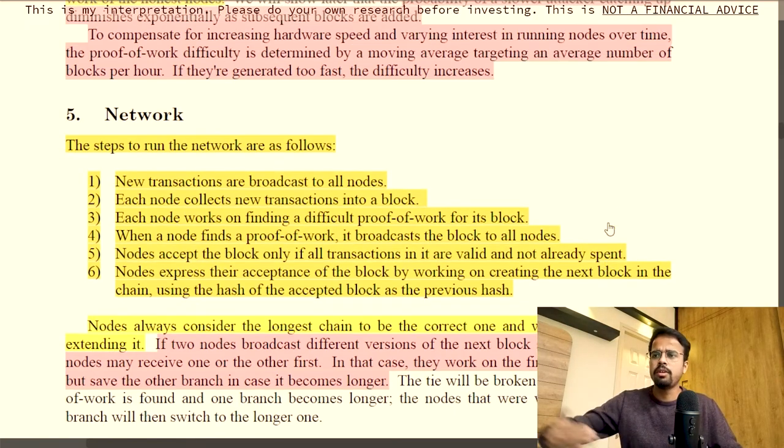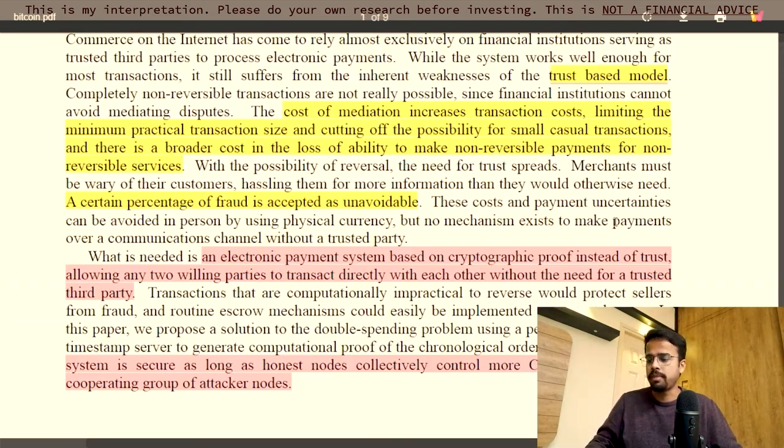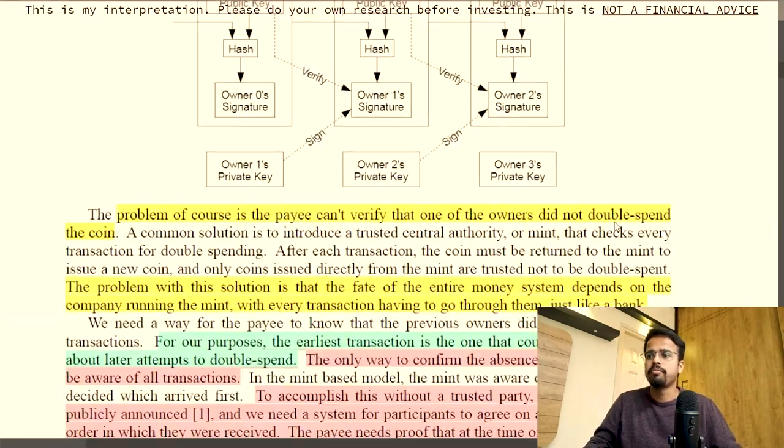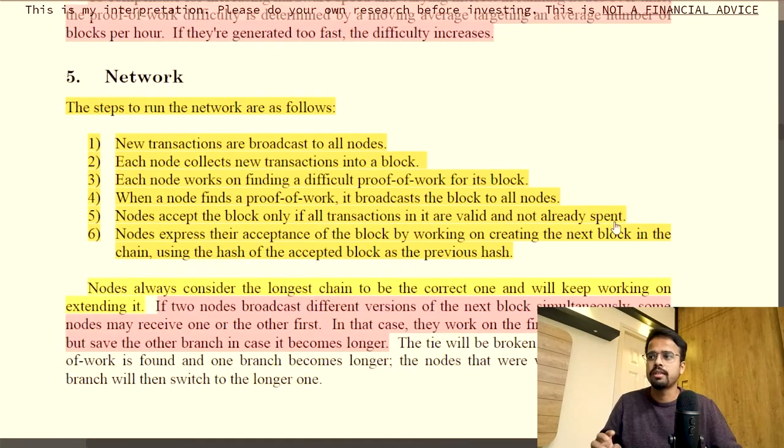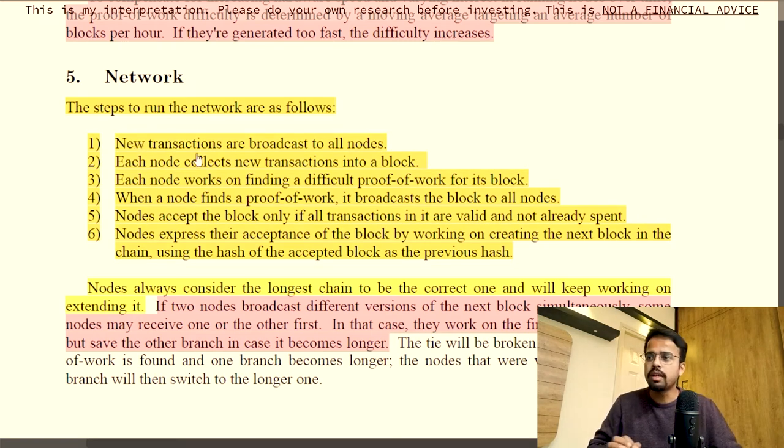So we have already looked at how different components of this entire Bitcoin paper were established, and now we are looking at, okay, if someone wants to run the network, this is how the Bitcoin network would run. New transactions are broadcasted to all nodes. Okay, correct. Anytime a new transaction comes, every node or the people in the peer-to-peer network are informed of the new transaction.